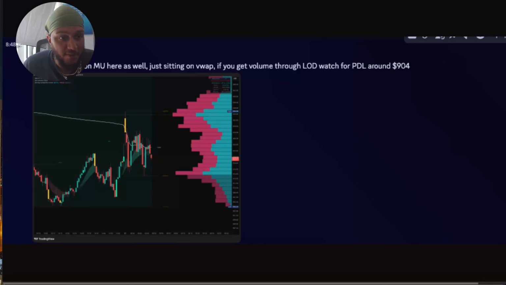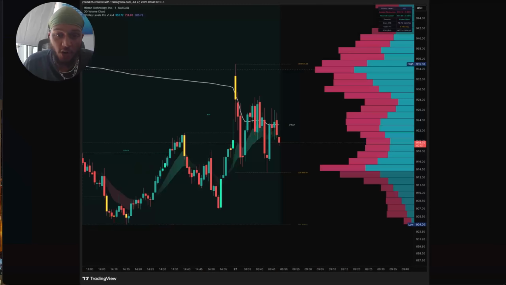So on this day inside of Discord, I said keeping an eye on Micron here as well, just staying around VWAP. If you get volume through low of day, watch for Friday low, PDL, around 904. And here's what the chart looked like when I sent the screenshot inside of Discord. As you can see here on Micron, you're pretty much just chopping back and forth, stuck around VWAP, around 919, 922. Low of day was sitting around 914, and prior day low was sitting around 904, as we talked about in the post of the image.